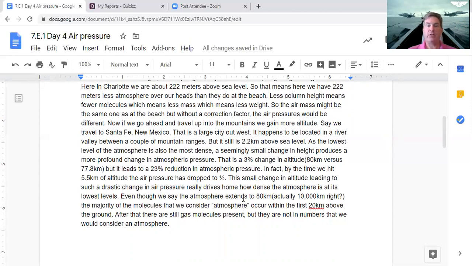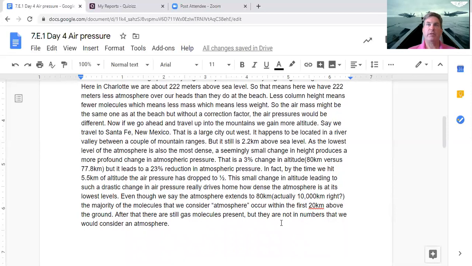Even though we say the atmosphere extends to 80 kilometers, remember talking about the structure of the atmosphere the other day, it goes to 10,000 kilometers before it hits the solar wind. But effectively, where molecules are present in numbers we consider truly an atmosphere, 80 kilometers is about the top of it. The majority of the molecules that we consider atmosphere occur within the first 20 kilometers above the ground. After that, there are still gas molecules present, but not in the numbers we would consider an atmosphere.